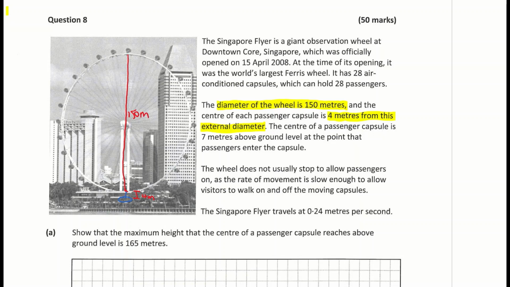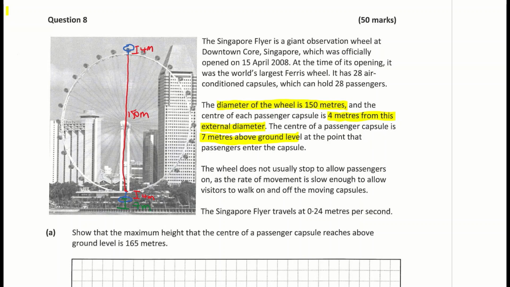I'm going to mark that capsule at the top as well. Again, going 4 meters to its center. It then tells us that the center of the passenger capsule is 7 meters above ground level. So we need to measure 7 meters again from the center of my capsule to ground level. So that's in green there.